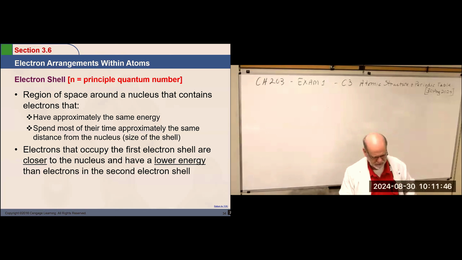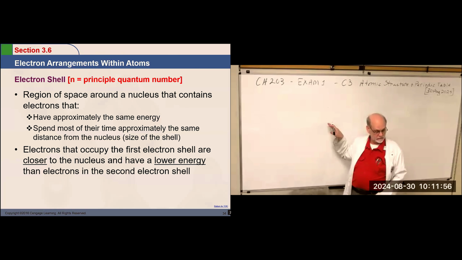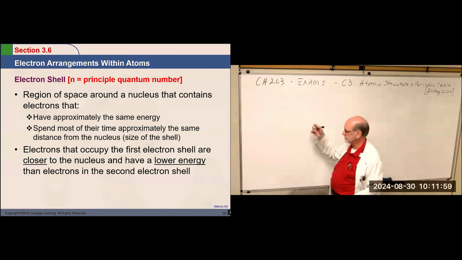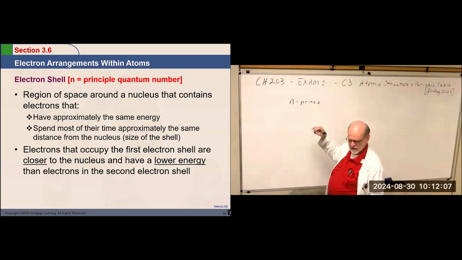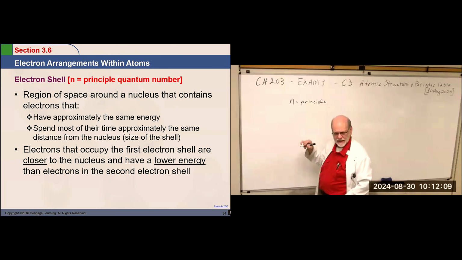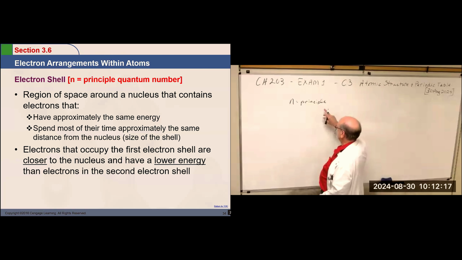In Schrödinger's equations, he has 4 variable numbers. The first one is similar to Bohr's 1, 2, 3, 4. It's the principal quantum number. The principal of your school is your pal, P-A-L. That's the principal. It's the principal quantum number.